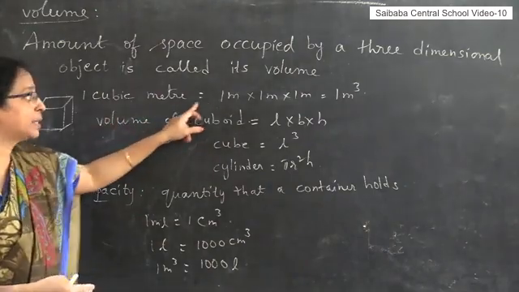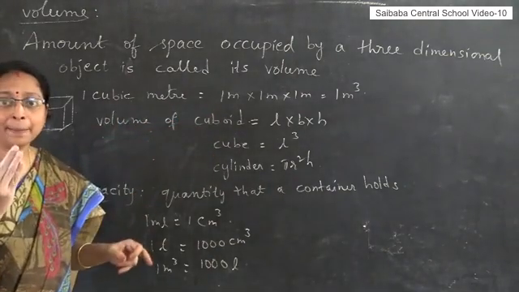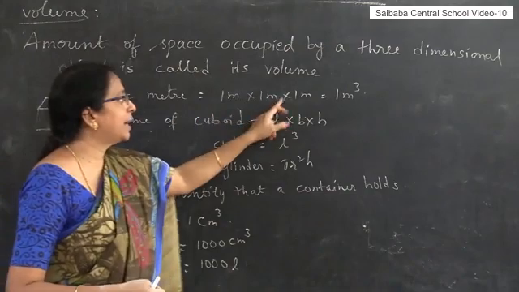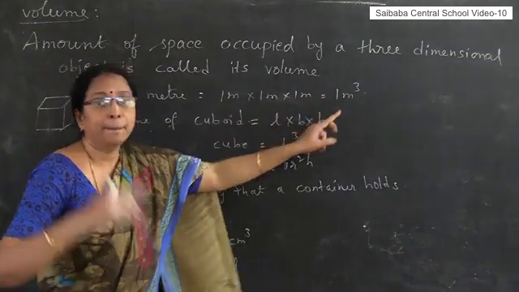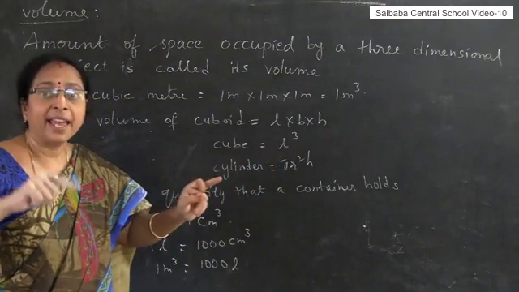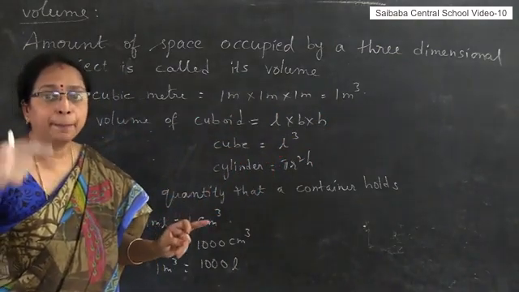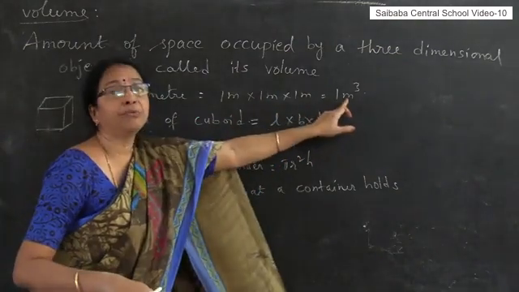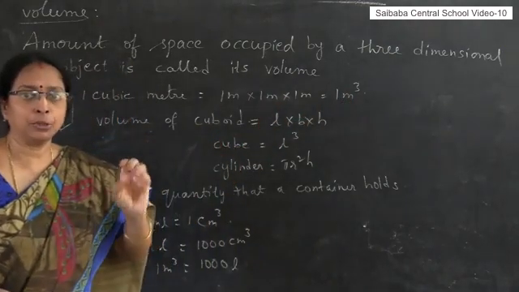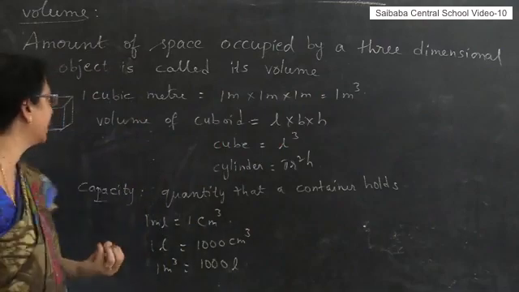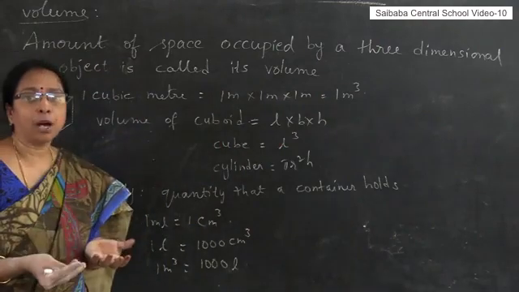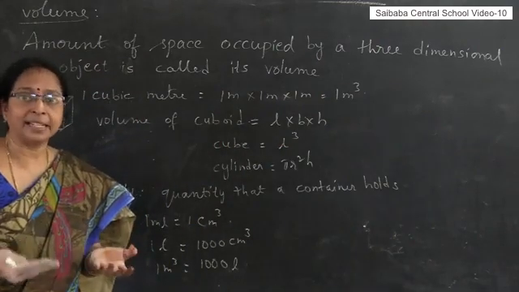1 cubic meter is equal to, cubic means nothing but 3 times, 1 meter into 1 meter into 1 meter. So we will use 1 cubic meter, meter to the power of 3. For area, meter to the power of 2, square meter. But for volume, we will use cubic centimeter or cubic meter. Now, we have some formulas for cuboid, cube and cylinder.